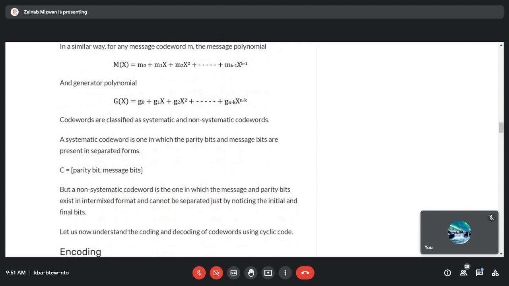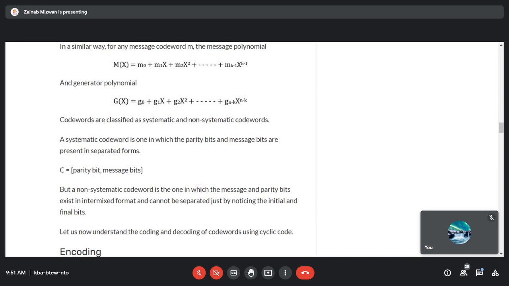A systematic code word is one in which the parity bits and message bits are present in separated forms. In a systematic code, we know that the parity bits and the message bits are not mixed up with each other. They are presented in separate form. As we saw in the linear block code, in a code word, the first 4 bits or 3 bits represented the message bits and the remaining bits represented the parity bits. So they are called systematic code words because we can easily identify this is the message and this is the parity bits which are added to the message to make it a code word.